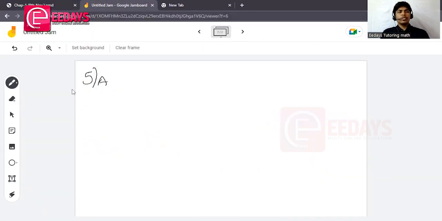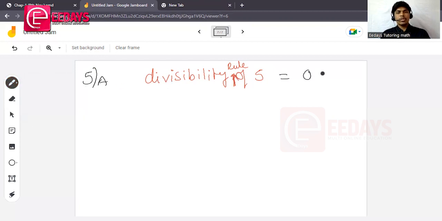First, you need to know the divisibility rule of 5. So what is the divisibility rule of 5? How many of you know the divisibility rules? The divisibility rule of 5 is nothing but that the number ends with 0 or 5. So that is the thing we know.